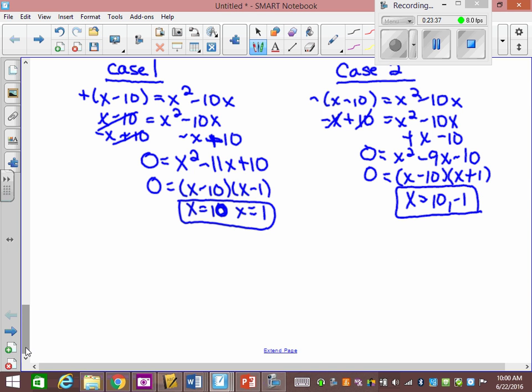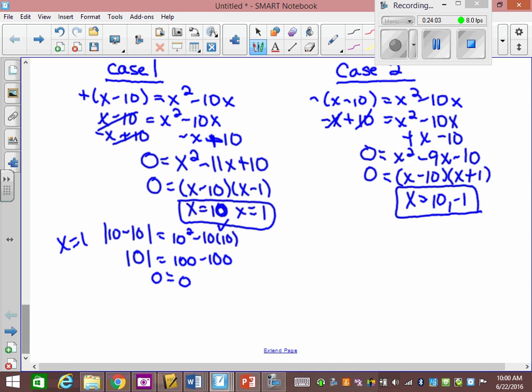What was the original equation? Absolute value of 10 minus 10 equals 10 squared minus 10 times 10. Absolute value of 0 equals 100 minus 100. 0 equals 0. So 10 is good. That's x equals 10.